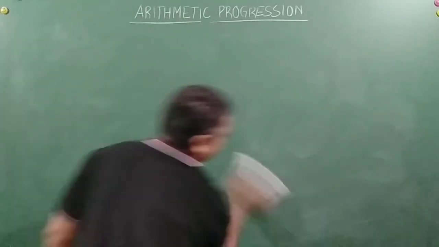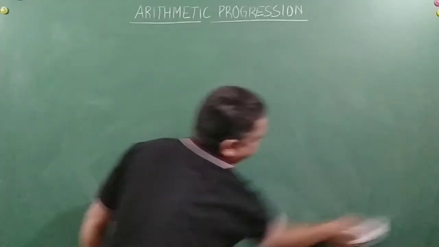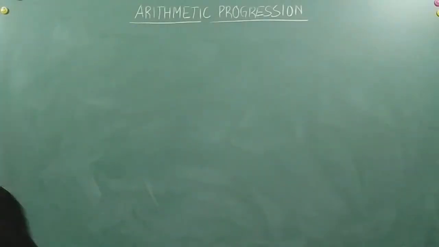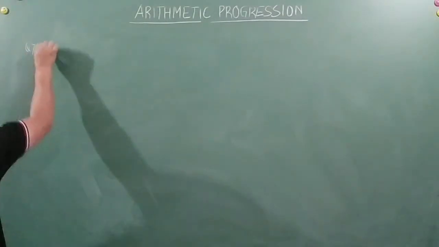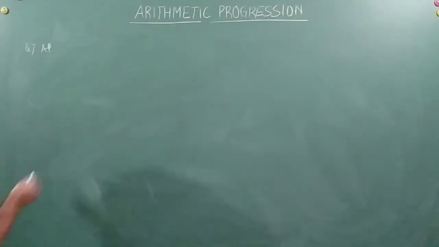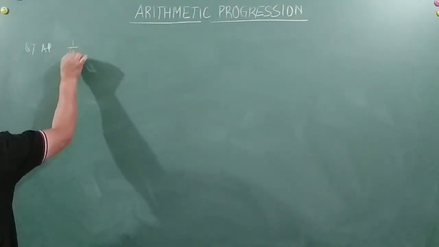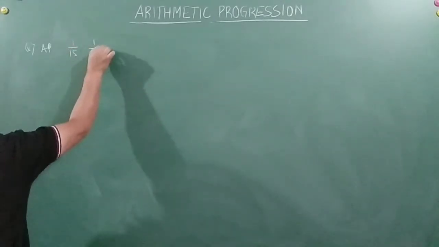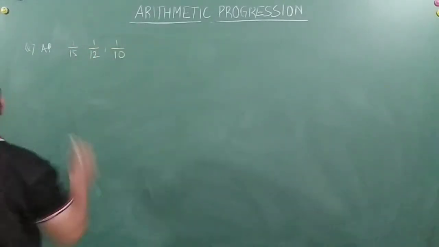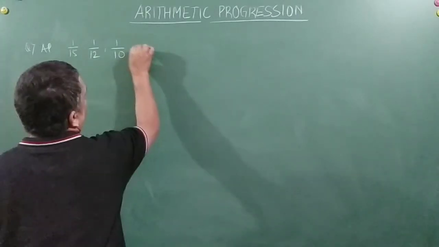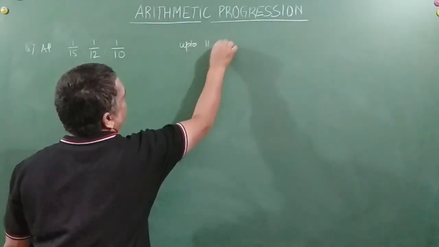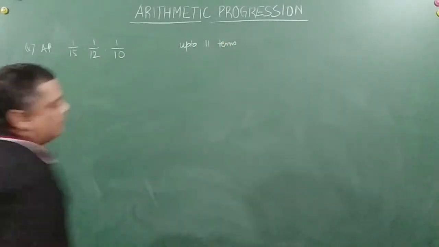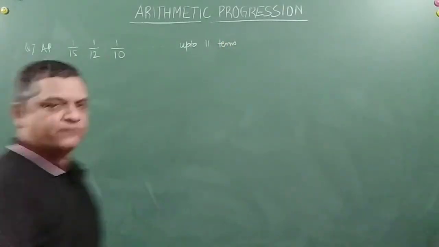Okay, coming on to the next concept. Find the sum of the AP. The AP is given to be 1 by 15, 1 by 12, 1 by 10, I guess, yeah, up to 11 terms. So we are expected to find the sum of this.